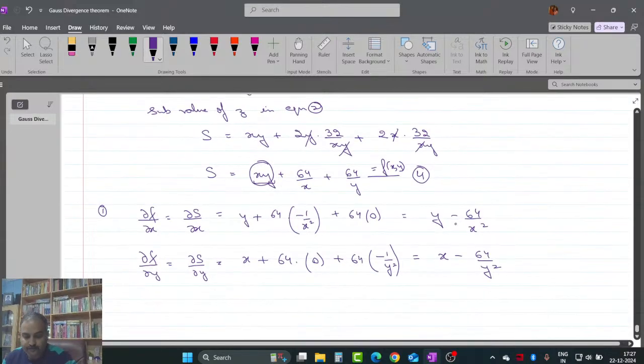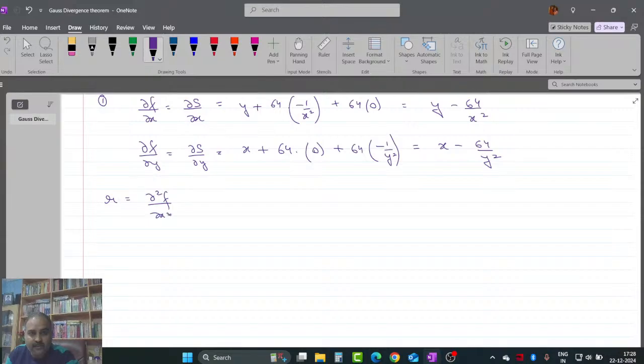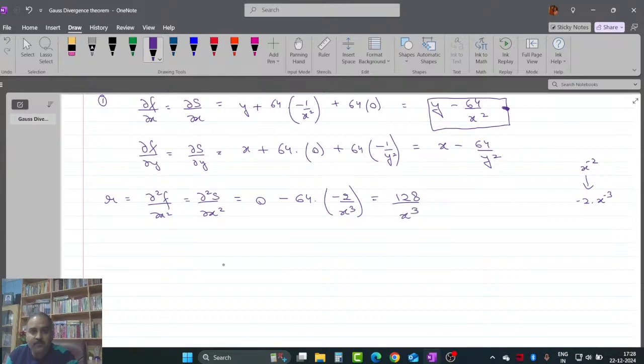So we have two equations. Now I get the value of r, that is curly 2f over curly x square, that means curly 2s over curly x square. Now derivative of this value with respect to x again. So derivative of y with respect to x will be 0, minus 64 times derivative of 1 upon x square. If I take x raised to minus 2, derivative of this part will be minus 2 times x raised to power minus 3, that is minus 2 upon x cube. So it will be 128 over x cube.